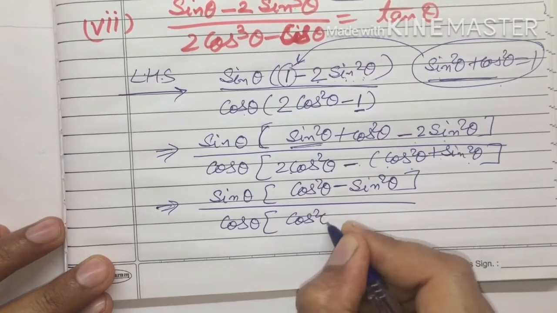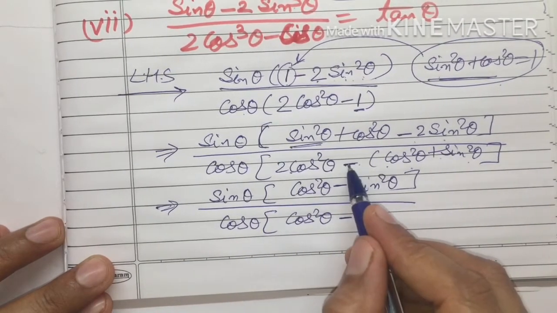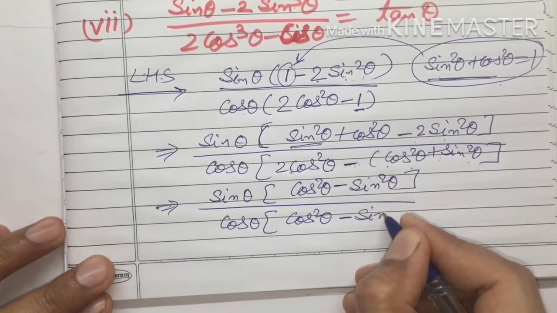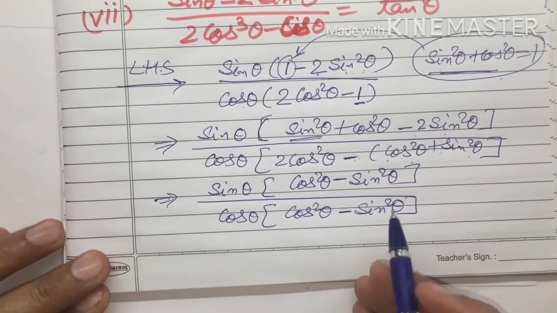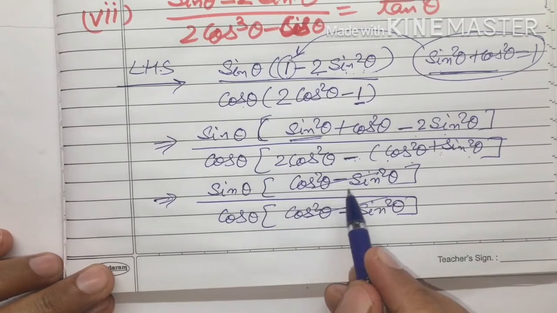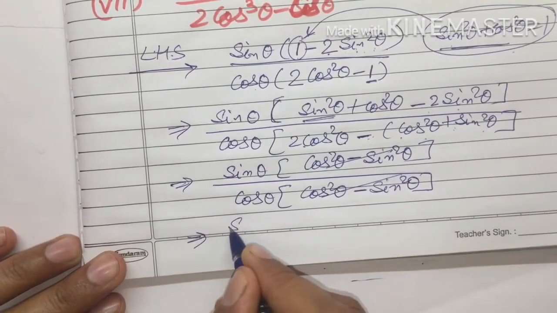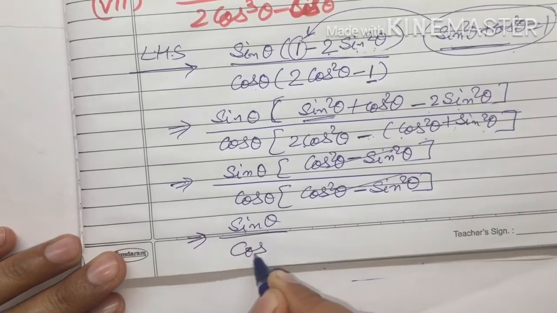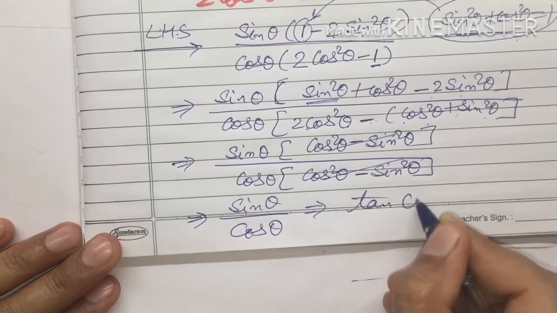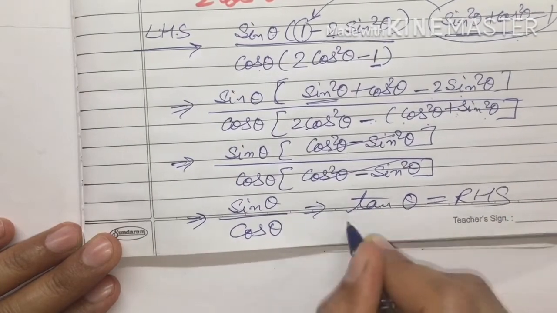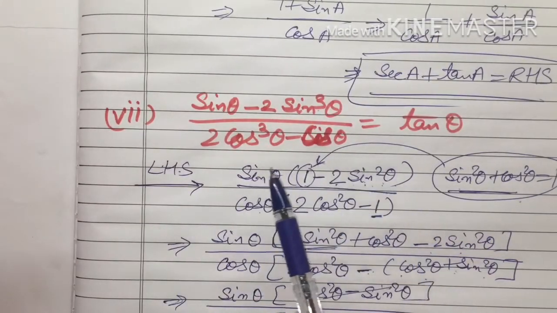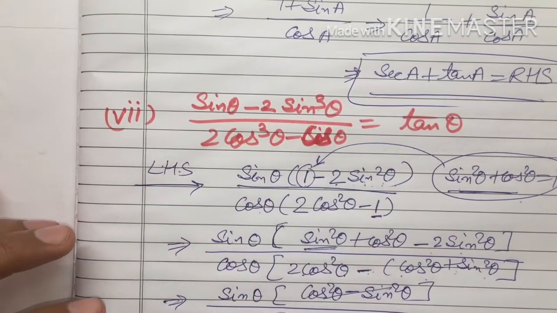Cos square theta is left, minus, since in front of the bracket minus is there, this plus changes to minus sin square theta. So up and down, these terms are the same, and in the multiplication we can cancel them. What is left here is sin theta upon cos theta, and as we know sin theta upon cos theta is tan theta, which is equal to our right hand side. In this way we can prove that left side is equal to right side.